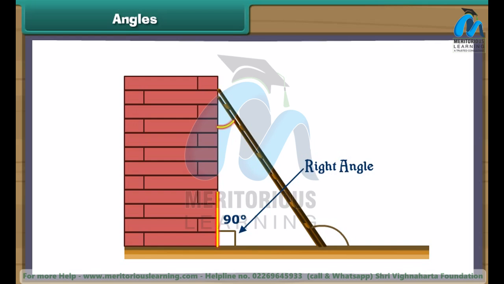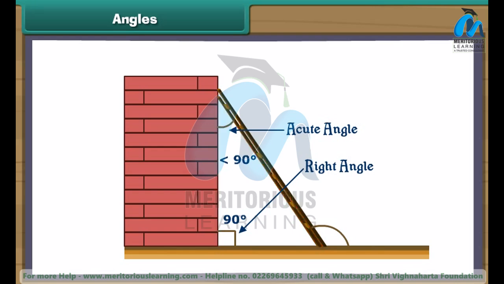Now consider the angle that the ladder makes with the wall. We take the wall as the base. The ladder is not vertical. It is tilted in. Such an angle is called an acute angle, and its measure is less than 90 degrees.